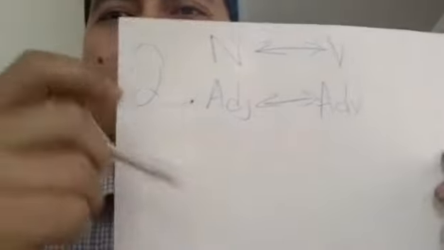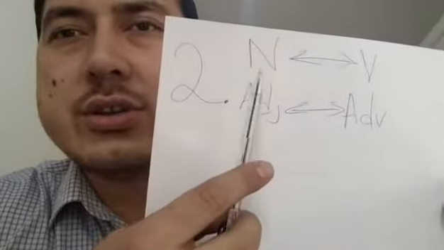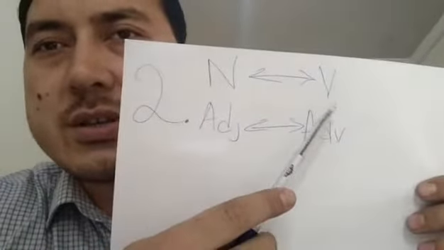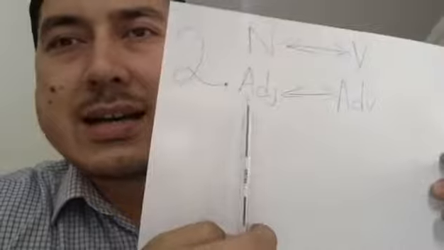Alright, let's go to the number 2. Number 2 is turn your nouns into verbs, or verbs into nouns, adjective into adverb, adverb into adjective. What does it mean? It means that instead of, let's say my topic question is traditional cultures will be lost as technology develops.